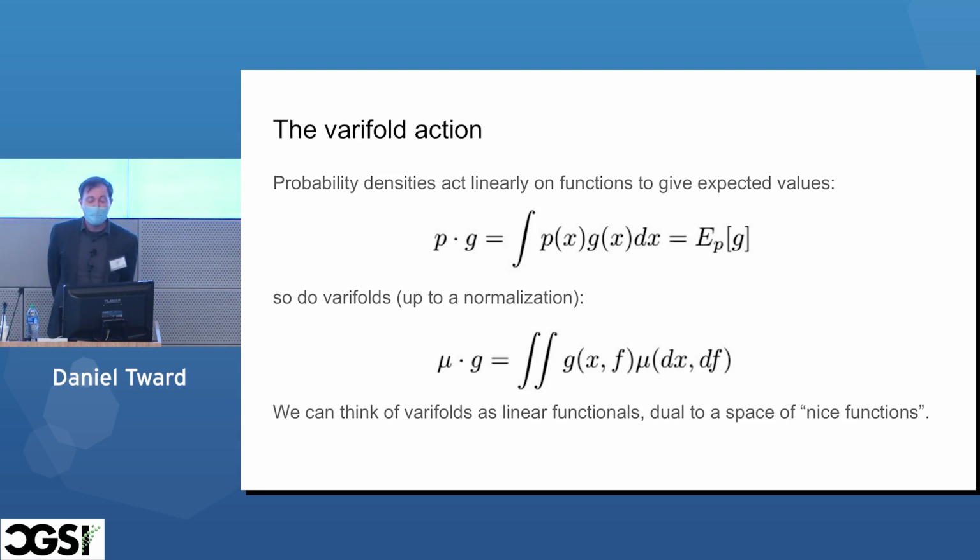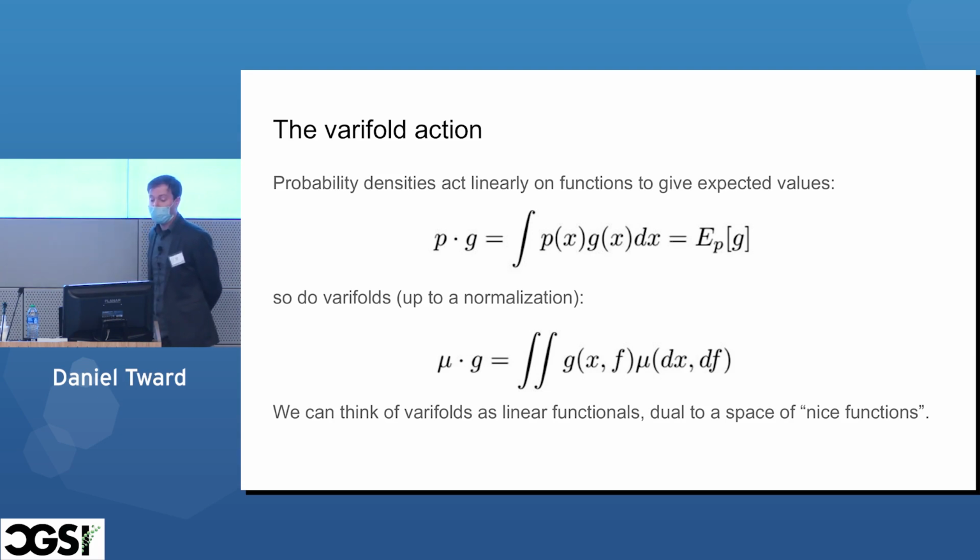And this action between probability densities and these functions is a linear action. So probability densities can be thought of as linear functionals, which are maps from functions to the real numbers. So varifolds, up to a normalization, don't need to have an area under them equal to 1. Varifolds up to a normalization behave in the same way.